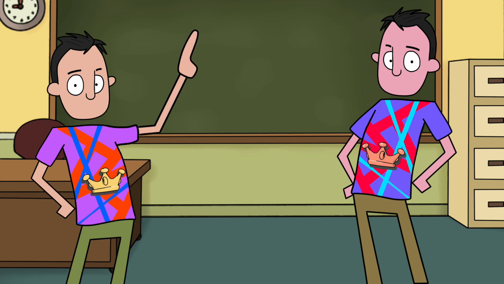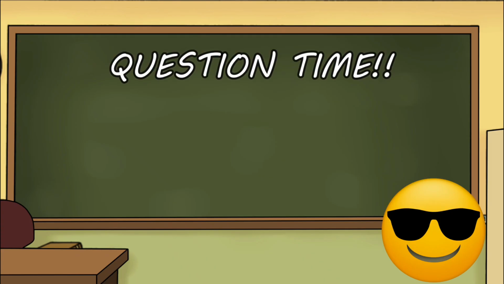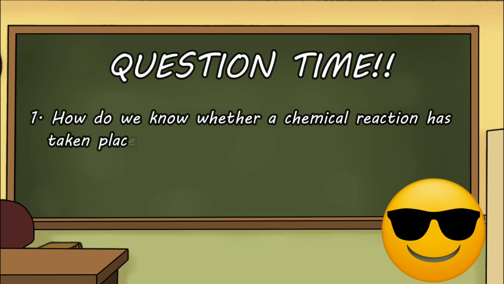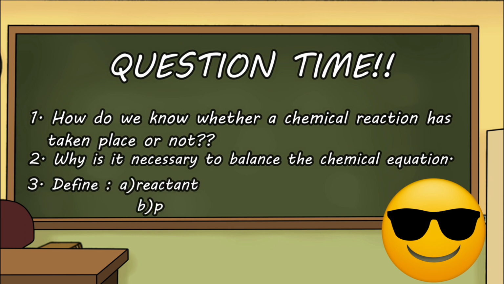Now it's question time. I have 3 questions and let's see whether you can answer those. Here's the first question. How do we know whether a chemical reaction has taken place or not? And the second question is, why is it necessary to balance the chemical equation? And the third one is, define reactants and products.